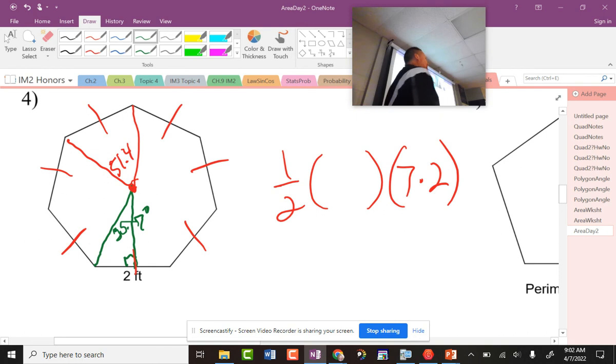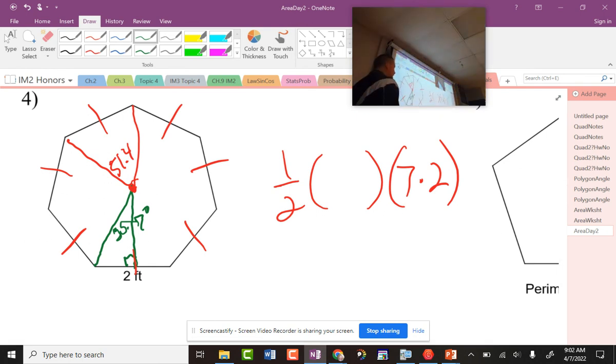All right, but that's 25.7 degrees in there. Okay? So now another thing that this does is it bisects.